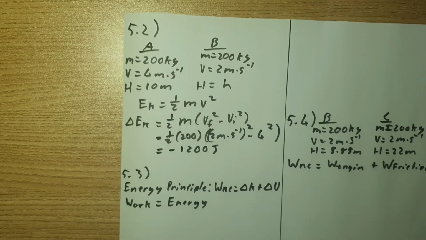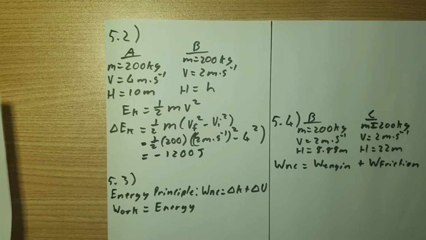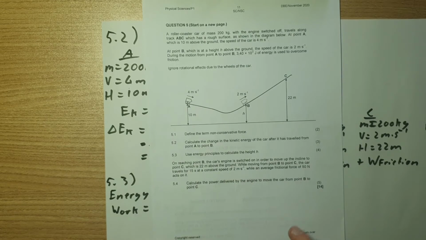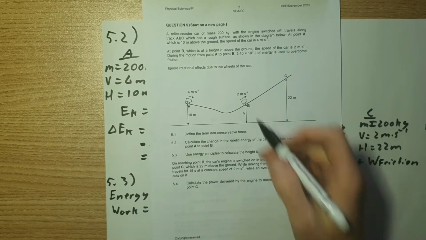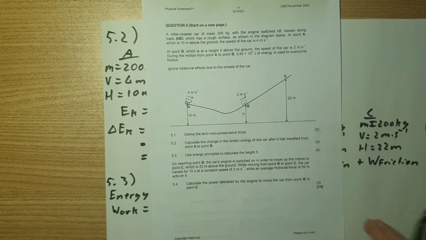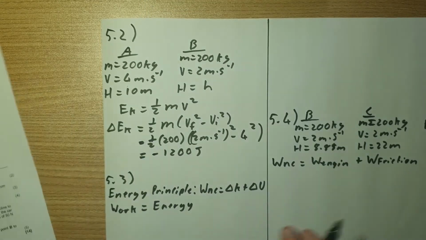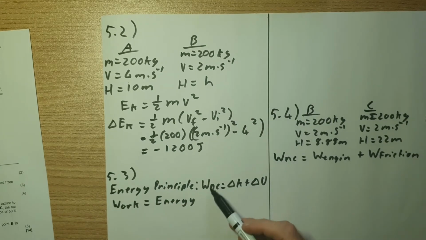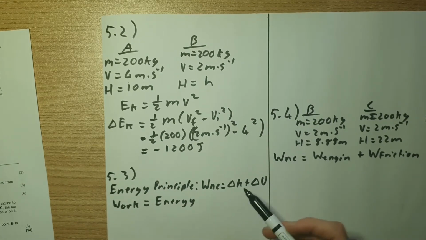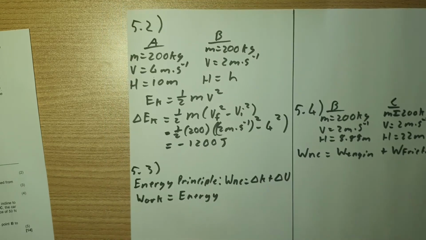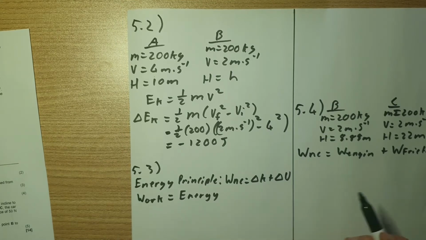Looking at 5.3, it says use the energy principle to calculate the height of h. Now remember we have a non-conservative force acting here, which is friction. So the energy principle says we can use the work of the non-conservative force, which will equal the change in my kinetic energy plus the change in my potential energy. Just remember that energy is equivalent to work.